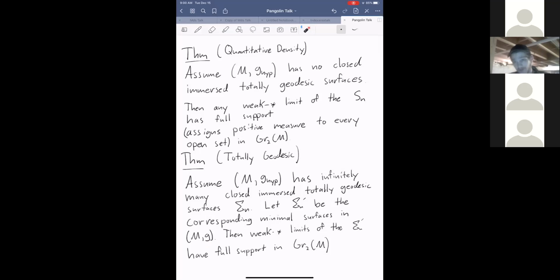The sigma sub n are closed leaves of the foliation F, and these sigma sub n prime are in the same homotopy class as the sigma sub n, so they're going to be closed leaves of the foliations that we construct. The statement is that if you take the probability measures that correspond to these sigma sub n prime and look at all the weak star limits, any weak star limit of the sequence of probability measures has to have full support in Gr2(M). So it has to assign positive measure to every open set. Not only are these surfaces dense, they're also spending a decent amount of time everywhere.